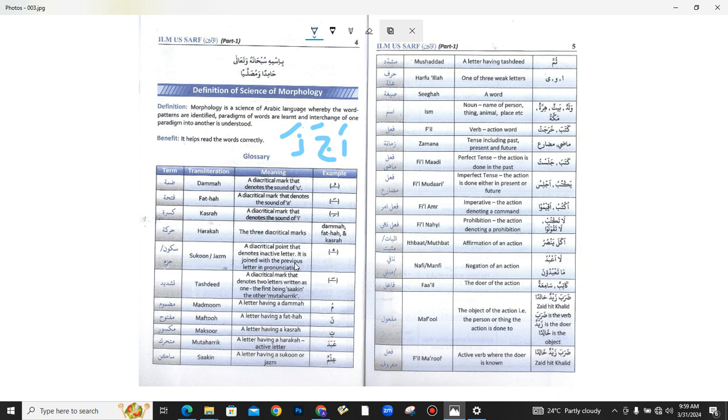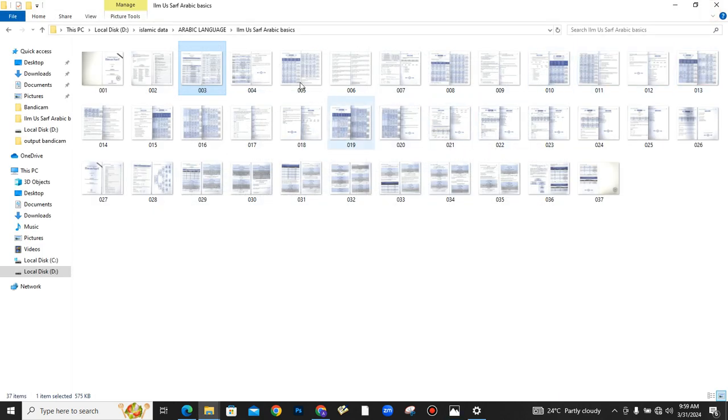Okay, let me zoom in. Oh, what the hell is going on? Okay, let me close it first.